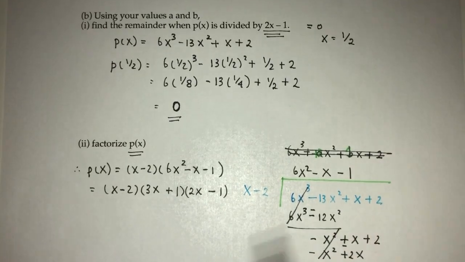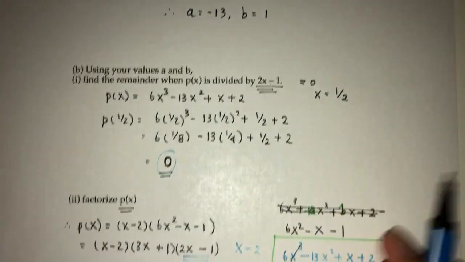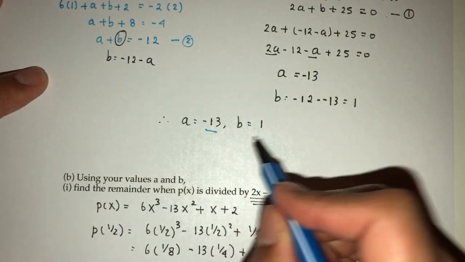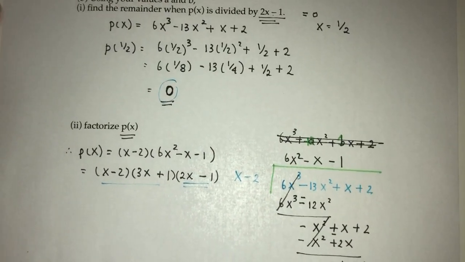So I confirm this one is actually a factor indeed, because when you divide it equals 0, so this is indeed a factor of this equation. Which means that this is good. So there's no mistake here. The values that we have are good. This is the right factorization of P of x.